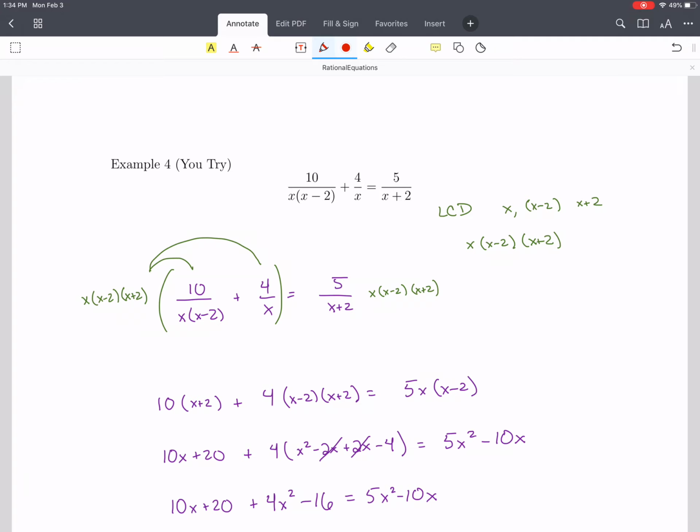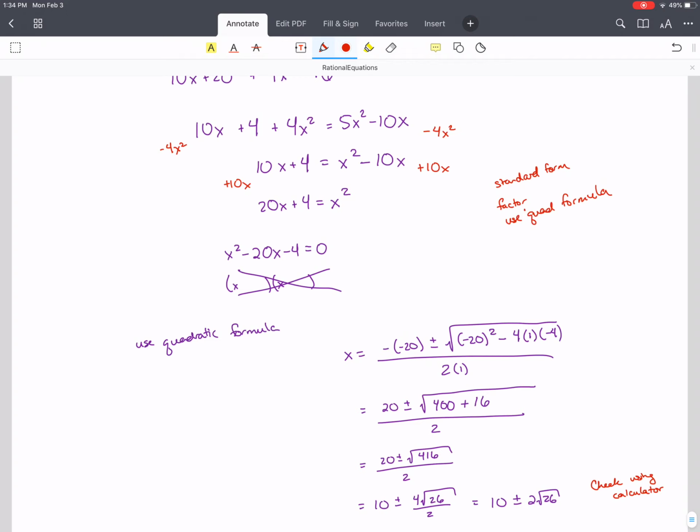What I do notice is that the answer is not 0 or 2 or negative 2. So I'm not going to wind up with a 0 in the denominator. And so I won't have an extraneous solution. And those are several examples for solving rational equations.